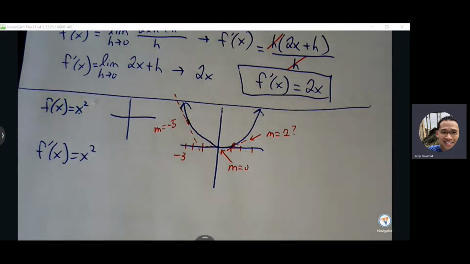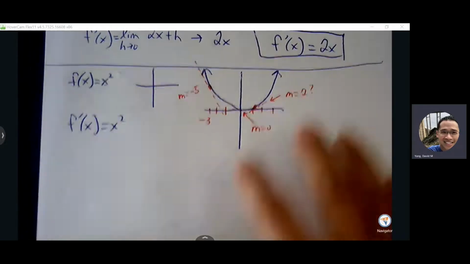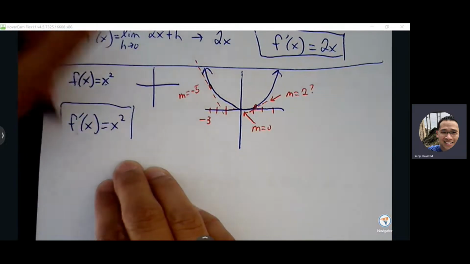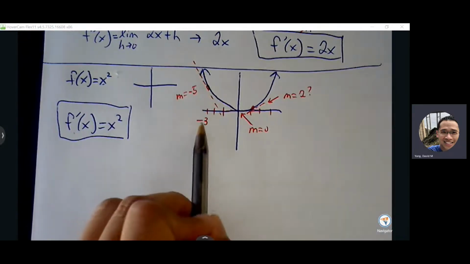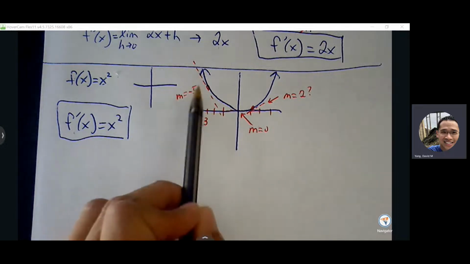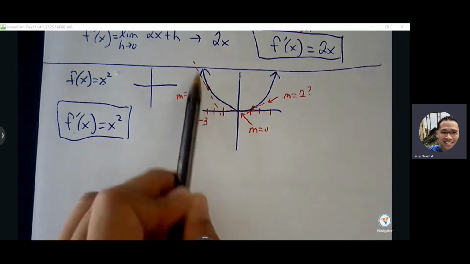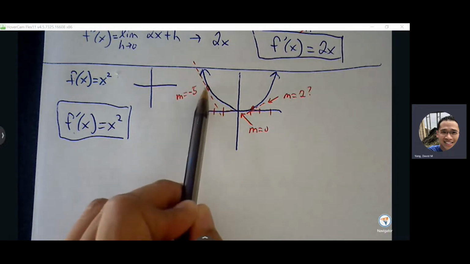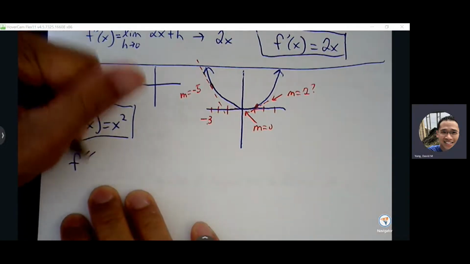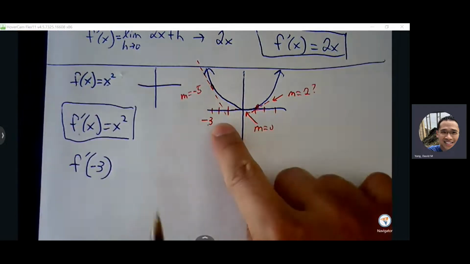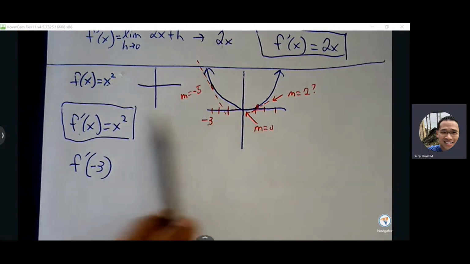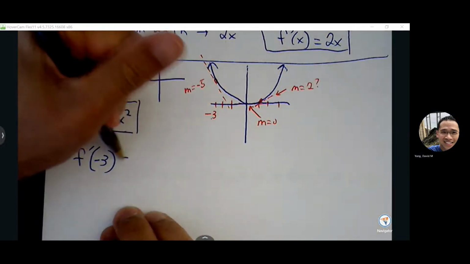I just want to have something for us to compare against. These are just approximations, there's no accuracy in what we're doing, we just want some ballpark values. Now, this derivative is built specifically for this function. If I plug these x values into the derivative, it's not only going to give us an approximation, it's going to tell us the exact steepness of this curve at this point. Let's test it out. So f prime of negative 3. I'm going to insert negative 3 into my derivative function. What am I going to get?